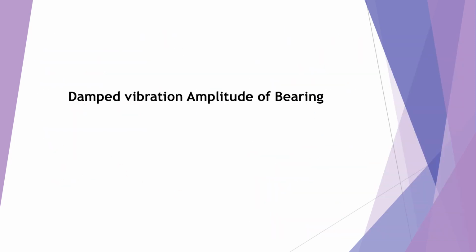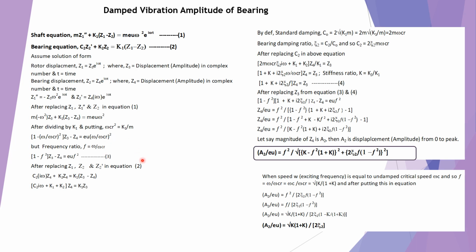Now, damped vibration amplitude of bearing. Again the shaft equation: m Z1 double differentiation plus K1 into (Z1 minus Z2) is equal to m into e_u into omega square into e to the power i omega t. This is equation number 1.